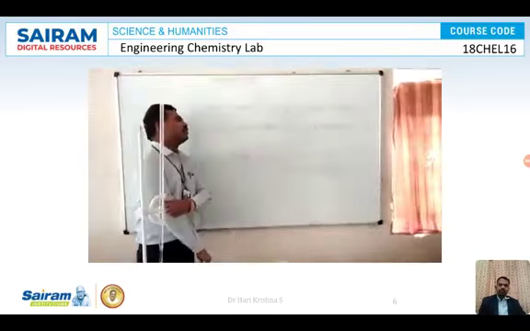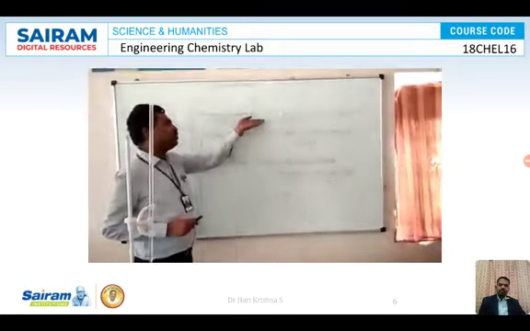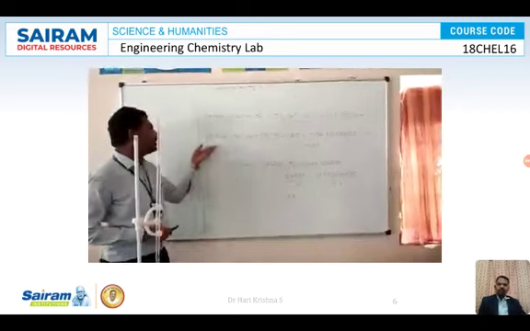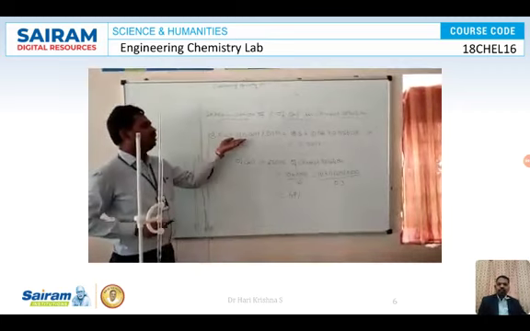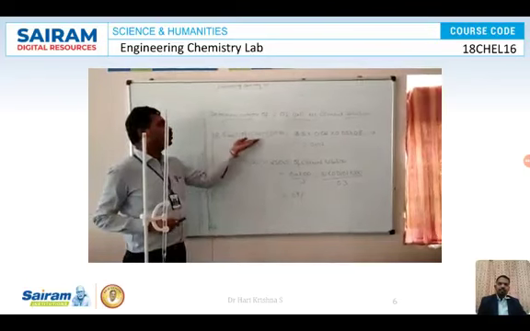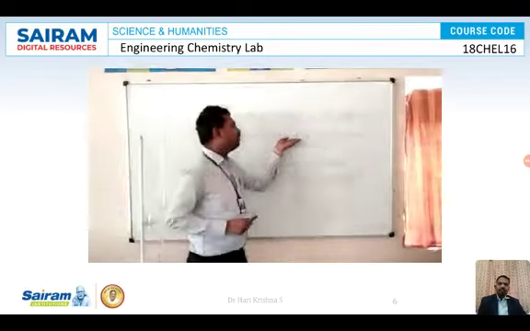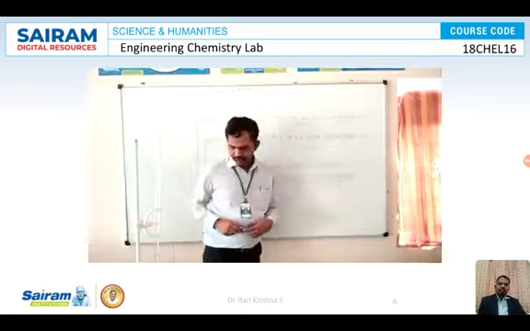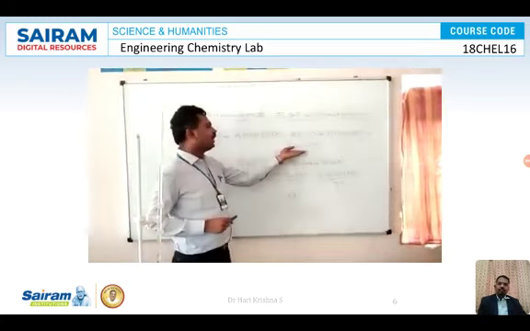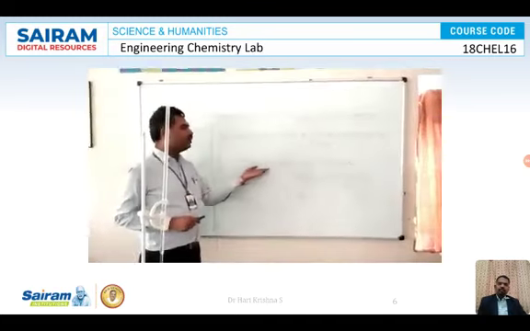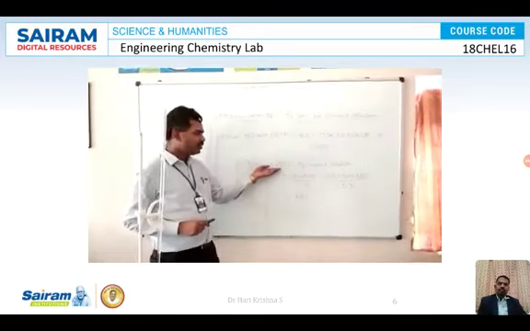So concordant volumes are obtained. Now let us calculate the percentage of calcium oxide present in the cement solution. The calculation is 18.5 ml of 0.02 molar EDTA, that is 18.5 into 0.02 into 0.05608, and that gives us 0.0207.